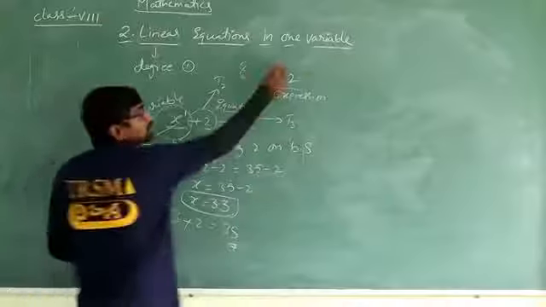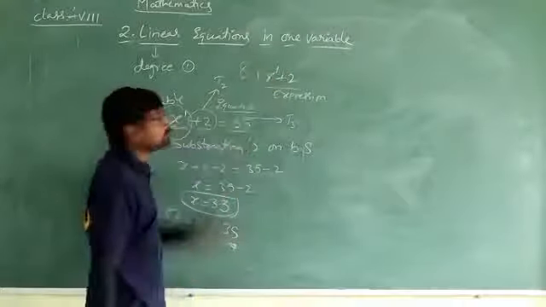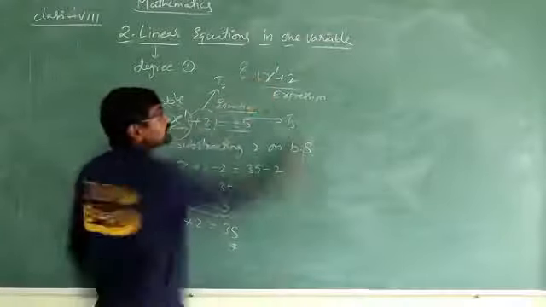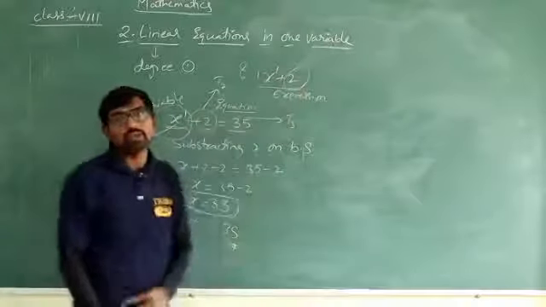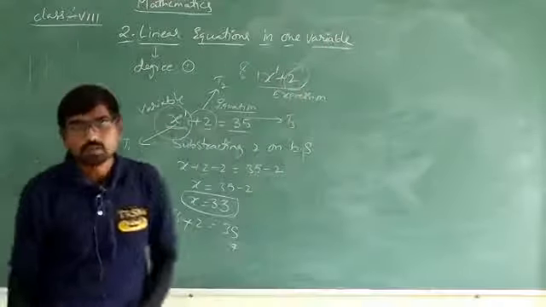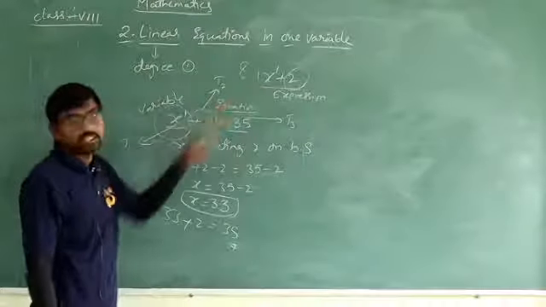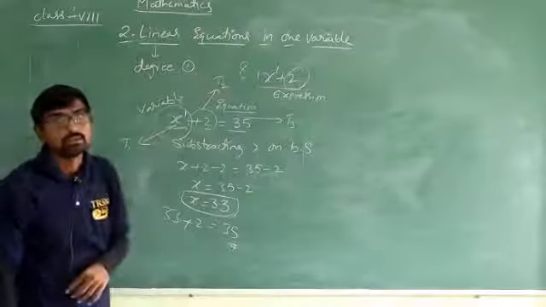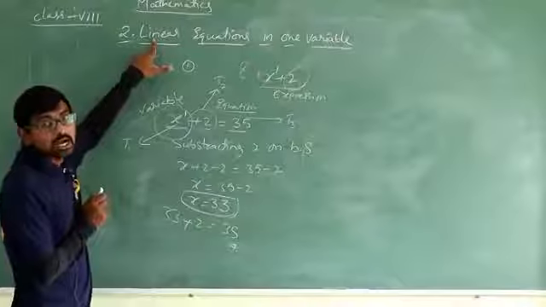Here also the degree is 1, isn't it? Before this we don't have any number, therefore the coefficient here we will call as 1. This is called a constant coefficient, as it does not have any variable. So this is how we differentiate between expression and equation. I think you have got what a linear equation in one variable is.